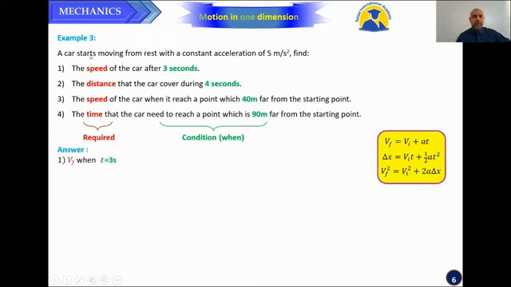For example, in the first case, the requirement is the speed. So we need to find V final, and the condition is when t equals 3 seconds. Then you need to find the formula that has V final and t. The first formula has V final and t, but the second formula has t, but no V final. The third formula has V final, but we don't have t. So we don't have another choice. We just have one formula to use.